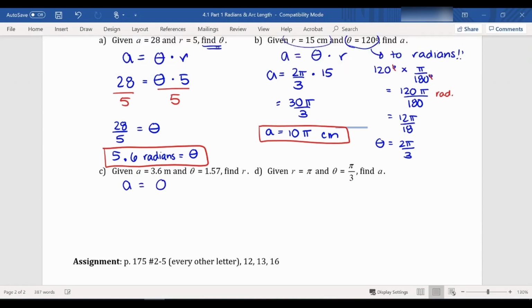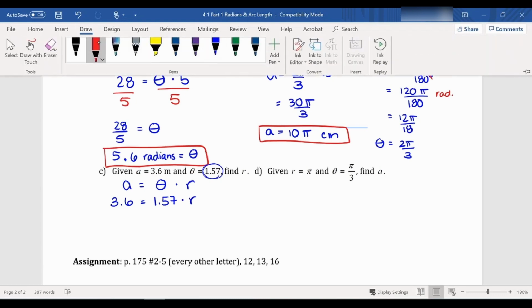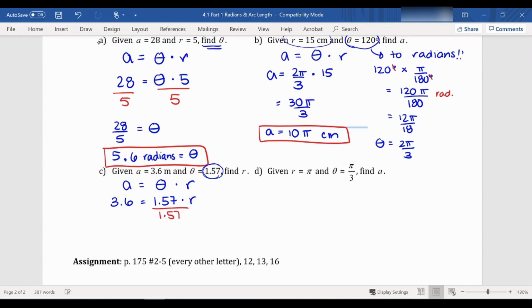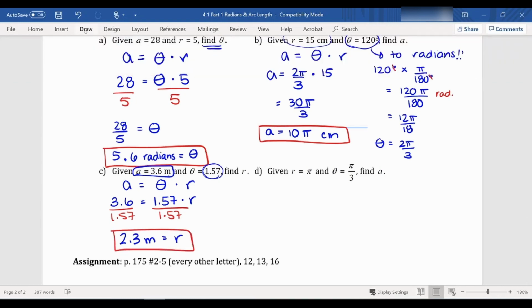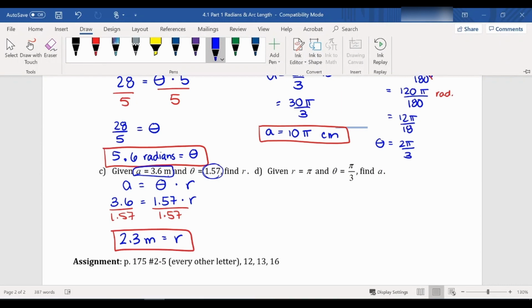Our next one, we have A equals theta times R. A is 3.6. Theta is 1.57. Notice how there are no units at the end here. There's no little degree sign. That means this is in radians. And this is times R. I want to find R, so I'm going to divide both sides by 1.57. And this is going to give me 2.3. And we can see our arc length has a unit of m, meters. So that means our R is also in meters. We should get R is 2.3 meters for that one.